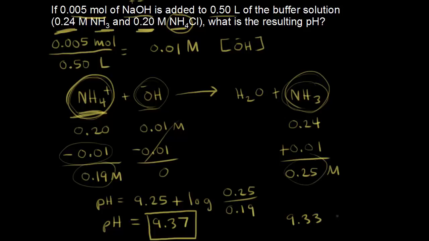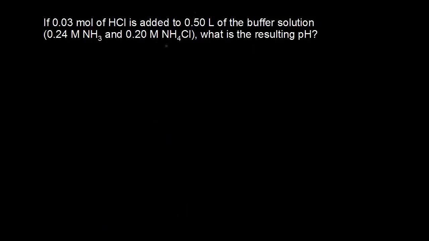Next, we're going to look at what happens when you add some acid. So we're still dealing with our same buffer solution with ammonia and ammonium, NH4+, but this time instead of adding base, we're going to add acid. So we add 0.03 moles of HCl, and let's just pretend like the total volume is 0.50 liters. And our goal is to calculate the pH of the final solution here.